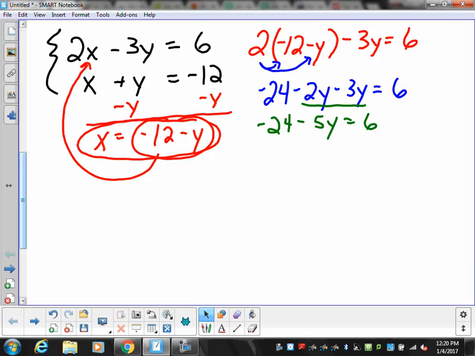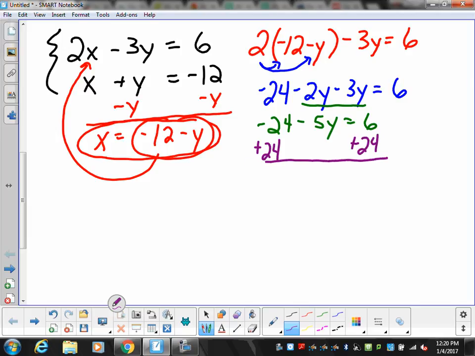Okay, so I combine the two y terms, and so the next step would be to add the 24 to both sides so that y is getting close to being by itself. So it's negative 5y equals 30. And then the next step is to divide both sides by the negative 5. So y equals negative 6.